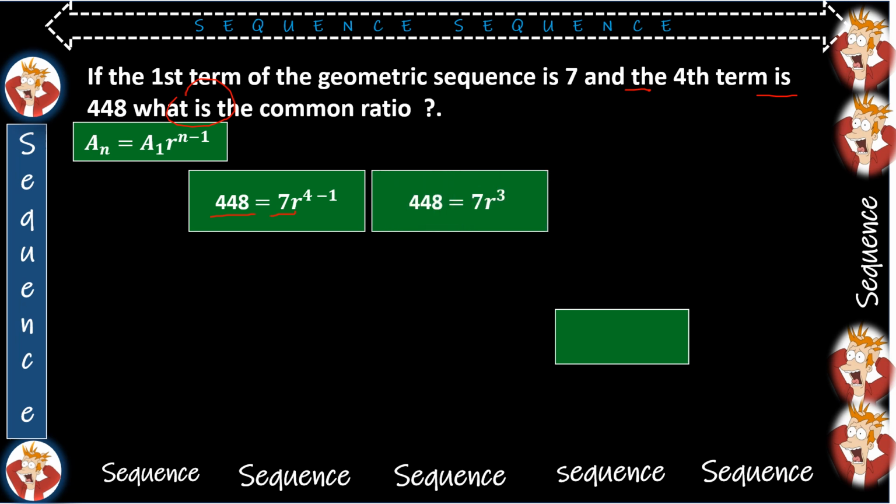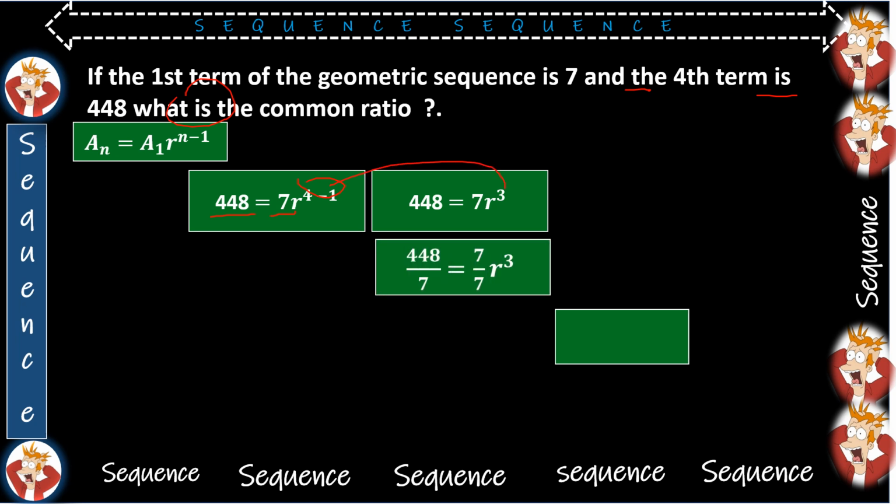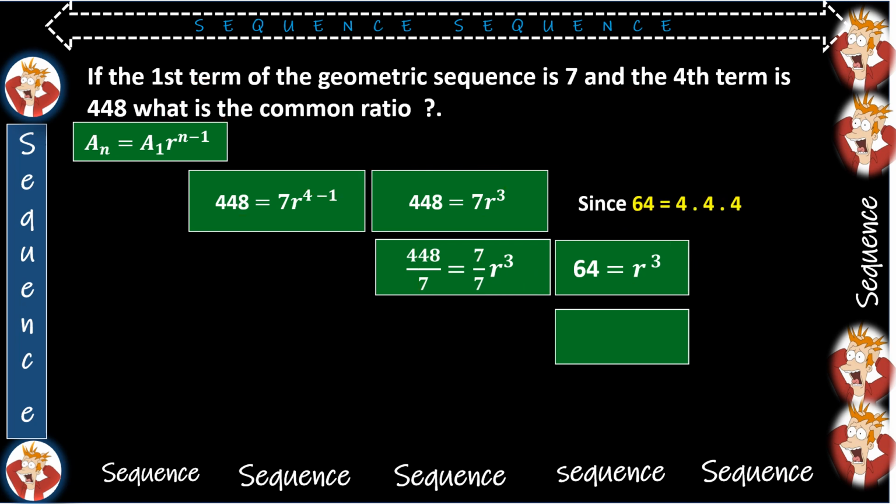Then after na mag-substitute tayo, unahin po natin ito, 4 minus 1, that's equals to 3. Next, divide po natin both sides sila by 7, that's equals to cancelled out. Ang natitira po natin is 64 again. That's equals to 448 divided by 7, that's equals to 64, then r cubed. Then, ano po ba ang ating magiging ratio? So, simple lang. We just simply find a number that when we multiply that number 3 times, ang sagot po 64. At ang nakuha po natin is 4. 4 times 4 times 4, that's equals to 64. Kaya po ang ating magiging ratio is equals to 4.